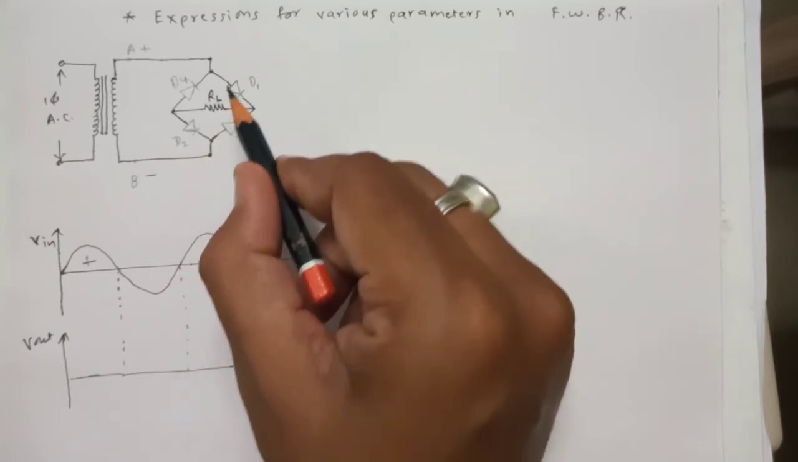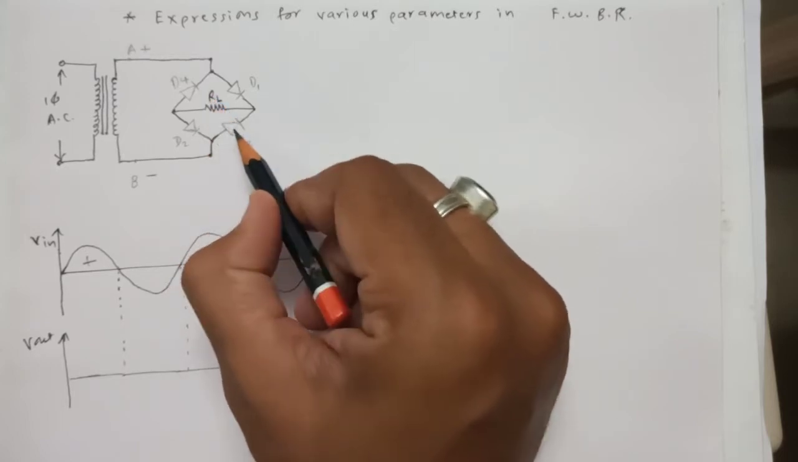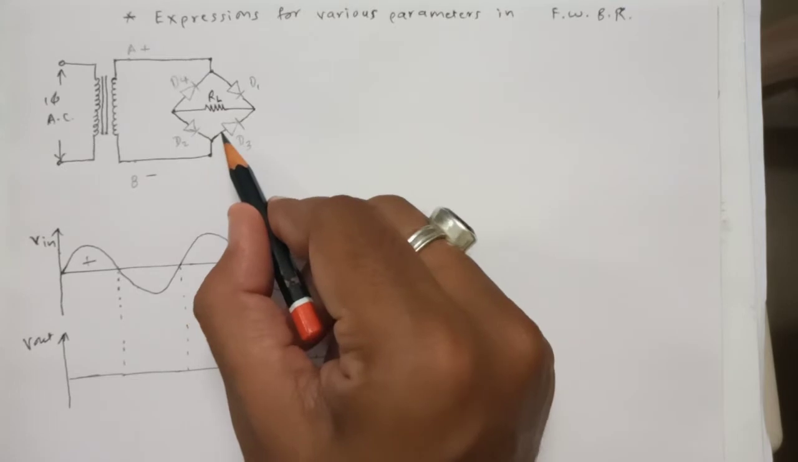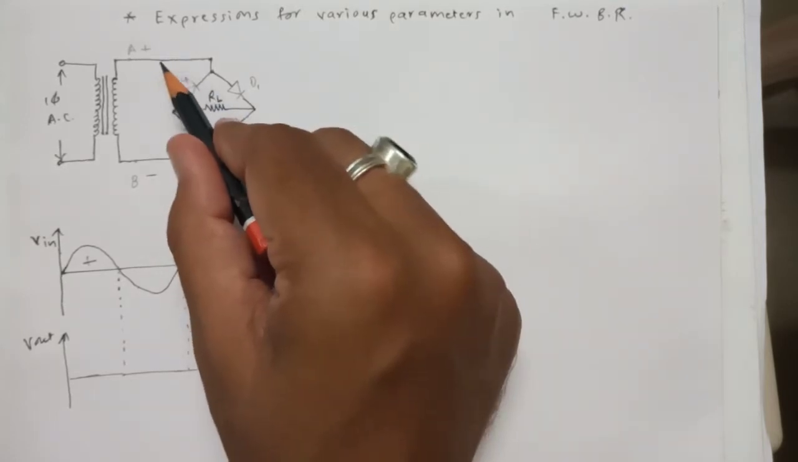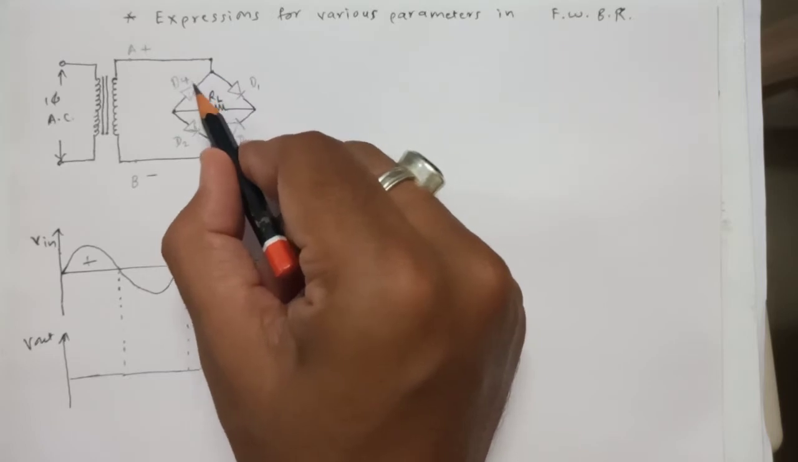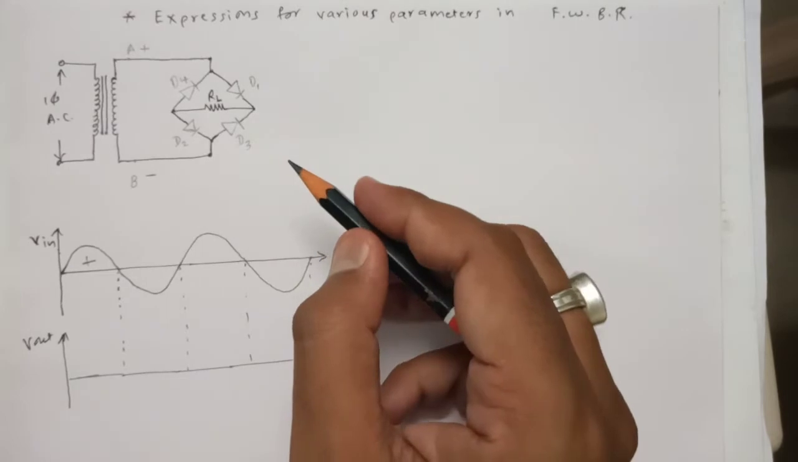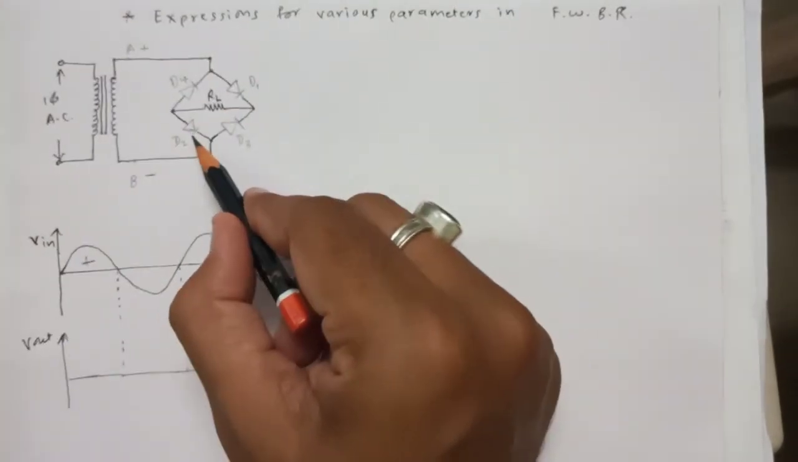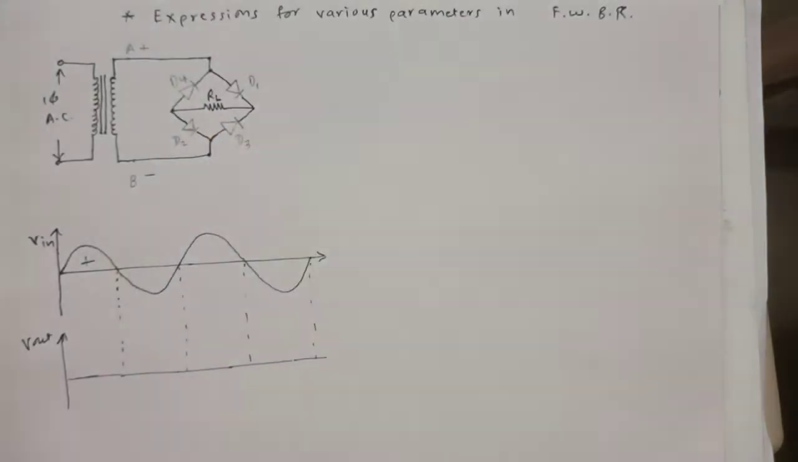Ultimately, diodes D1 and D2 will become forward biased, while D3 and D4 become reverse biased. Here you can see the minus sign connected to the anode, and as a result it will be reverse biased. Similarly, the positive sign is connected to the cathode of D4, that's why it will become reverse biased. So during the positive half cycle, diodes D1 and D2 will conduct, while D3 and D4 both will act as an open circuit.